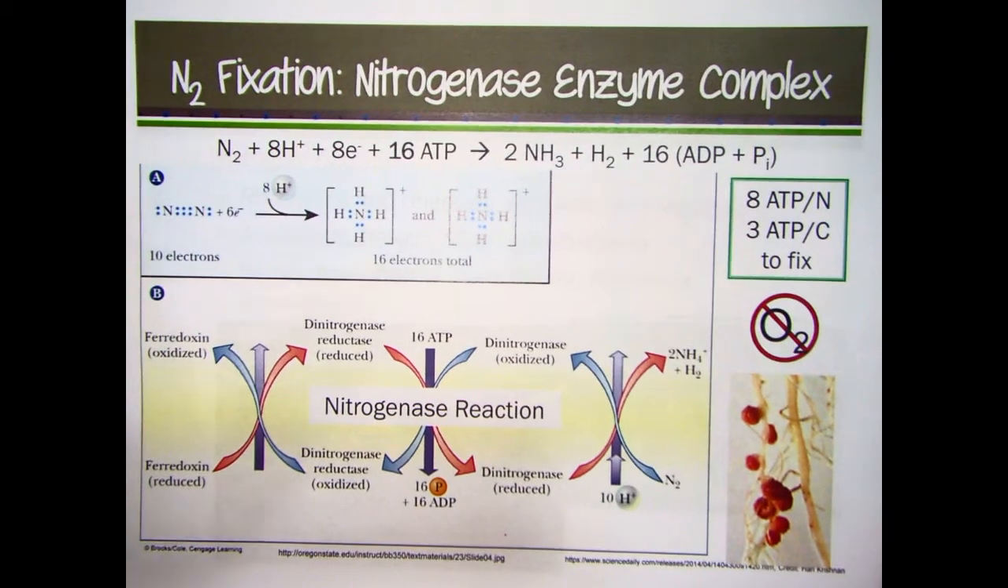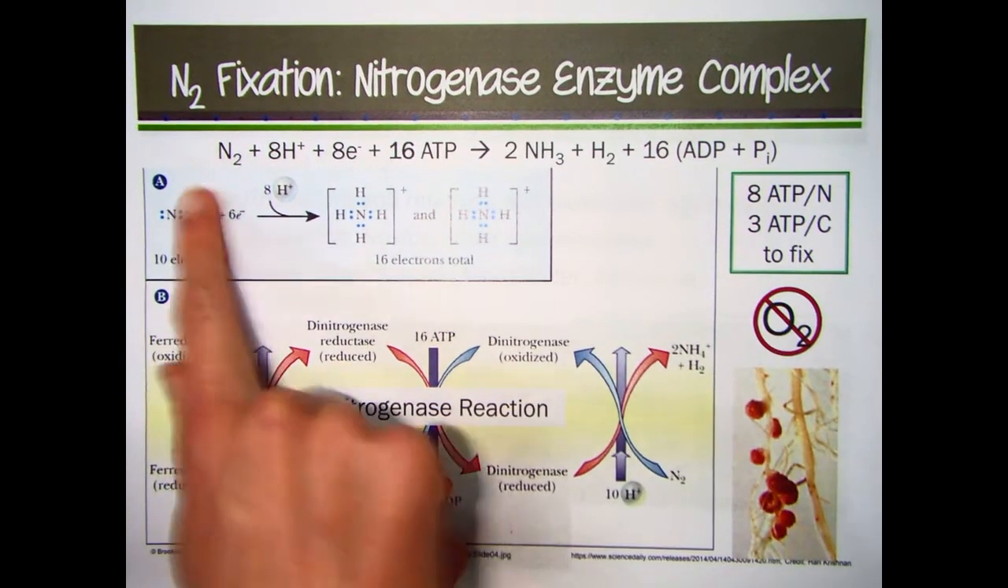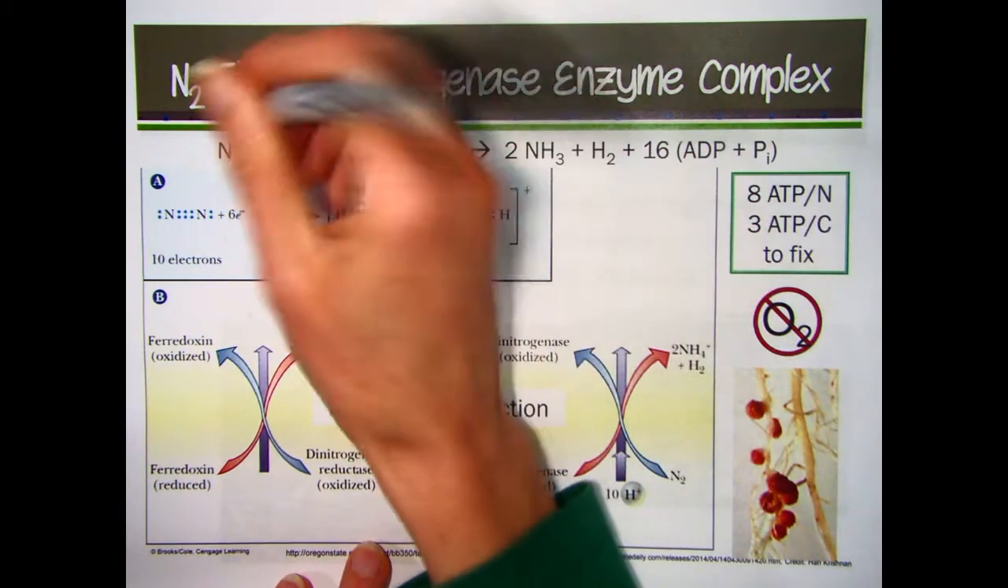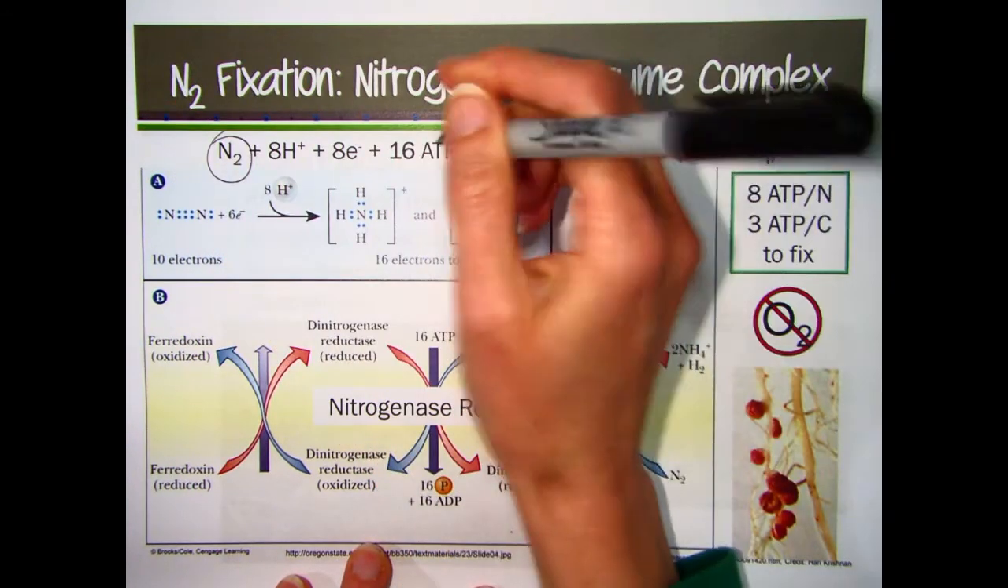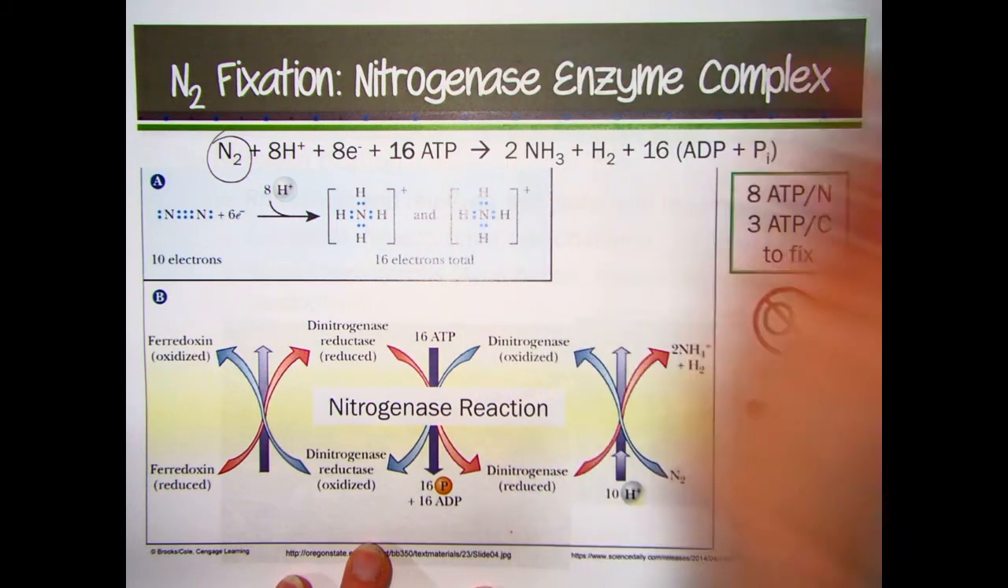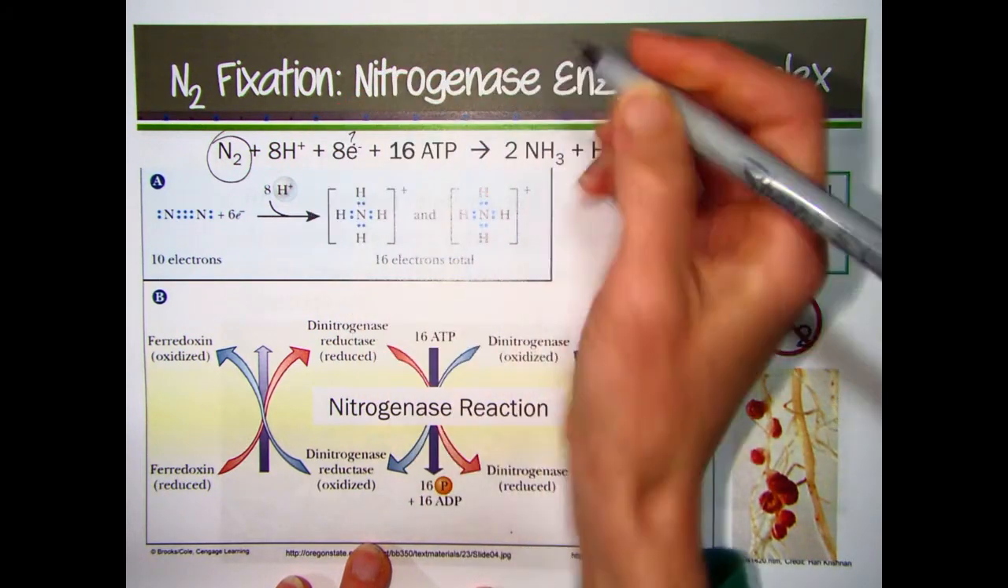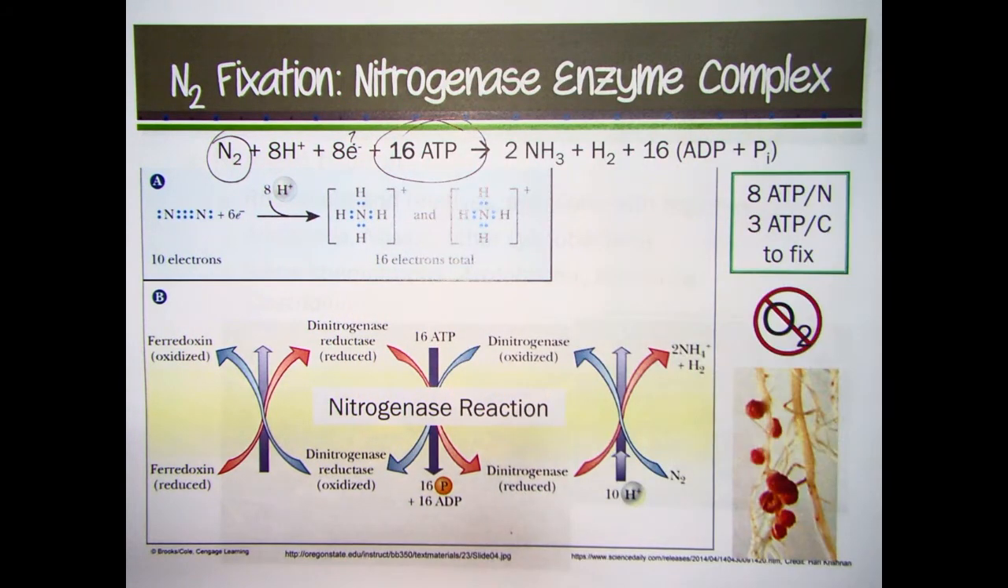So this is a written out equation for nitrogenase enzyme complex. What you'll need to know is that this takes nitrogen gas, and I've suddenly realized I haven't the slightest idea where these electrons come from. Some mysterious electrons and some ATP to give us ammonia.